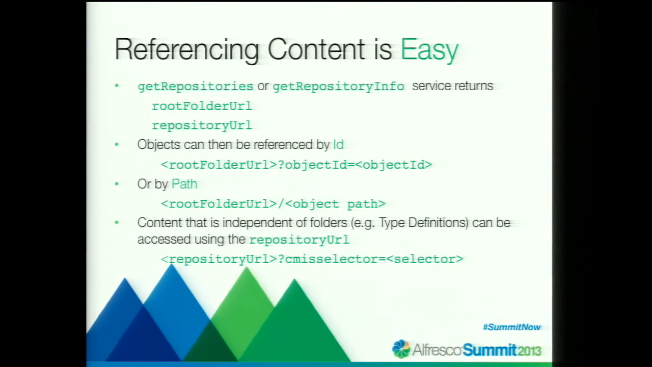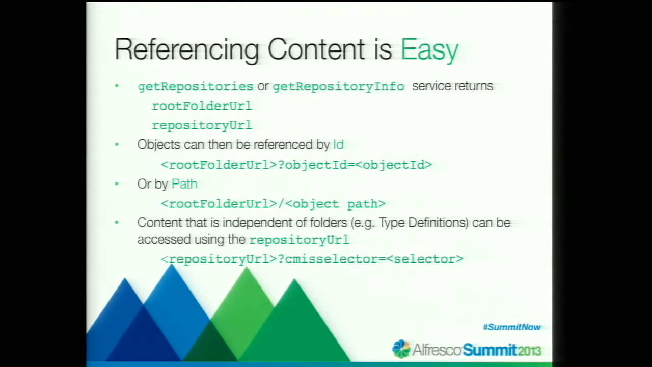We've made referencing content easy, so you could take another drink now. And by easy, I mean that if you go to the service document in Alfresco, you'll get back, for a CMIS 1.1 repository, two interesting URLs, a root folder URL and a repository URL. And with those two URLs, you could reference anything in the repository. So if you have a document and you know that document's ID is object ID, you could tack that on to the end of that URL and you get that object. If you have the path of the object, sites/foobar, whatever it is, you could tack that on to the end of the root folder URL, and you get back the object. Simple, predictable URLs.